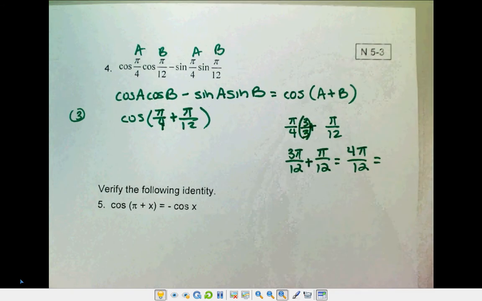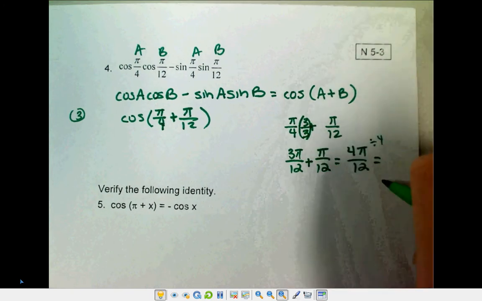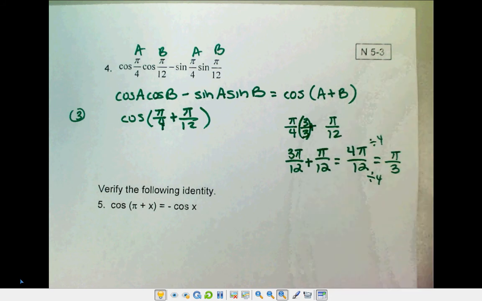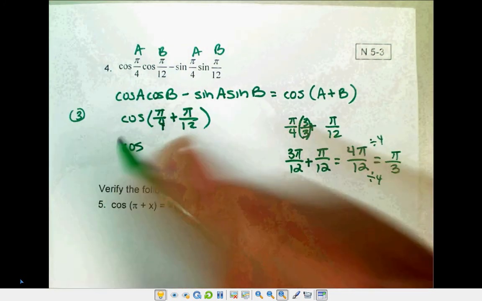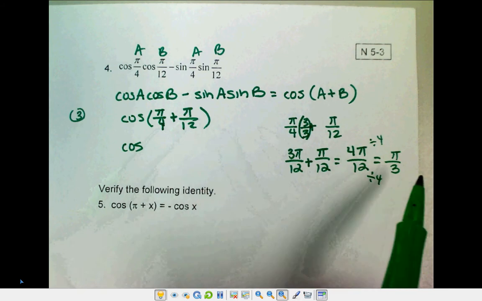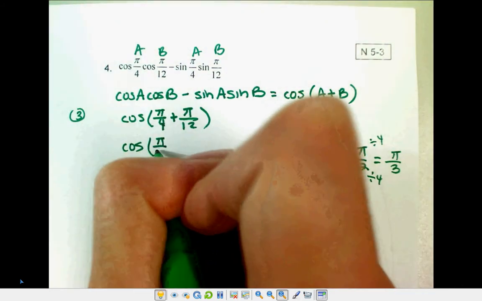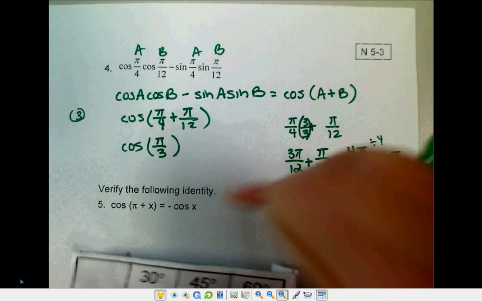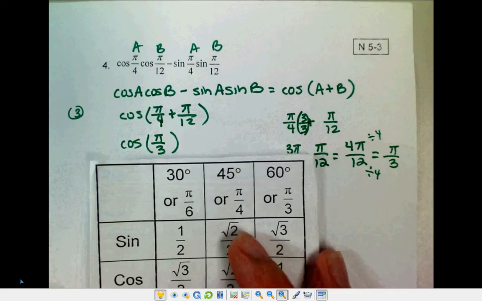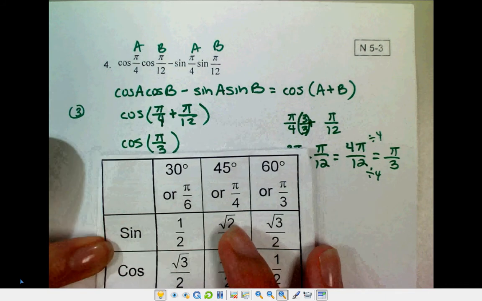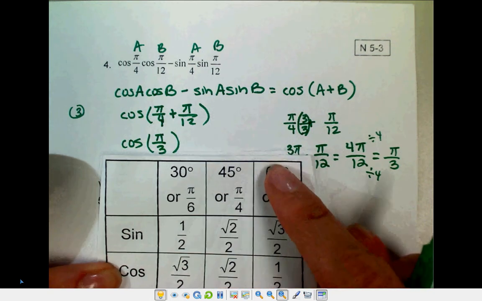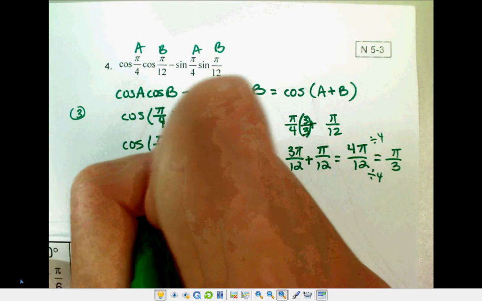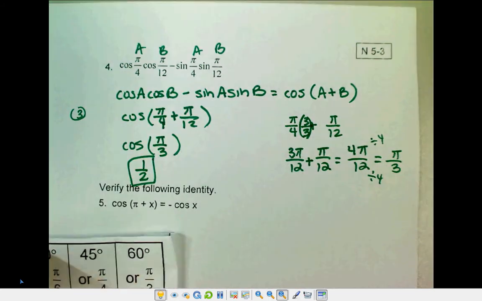And then finally we can simplify this. Let's divide them both by 4. We end up with pi over 3. So pi over 4 plus pi over 12 gives us pi over 3. So we're just finding cosine of pi over 3. And this is, again, something we can actually find looking at our chart. Here's cosine of pi over 3, which is 60 degrees, will give us 1/2. And so cosine of pi over 3 is 1/2, and that's our final answer.